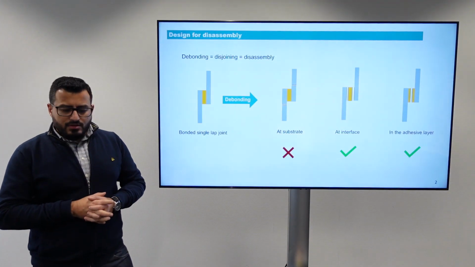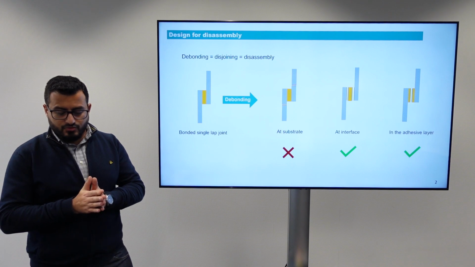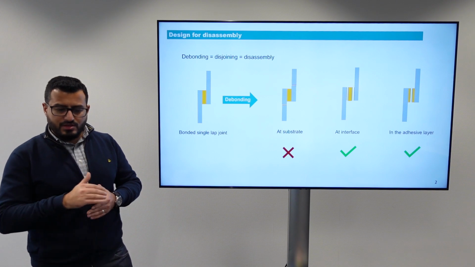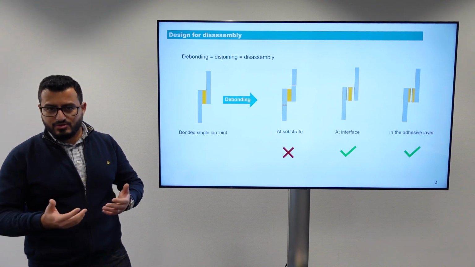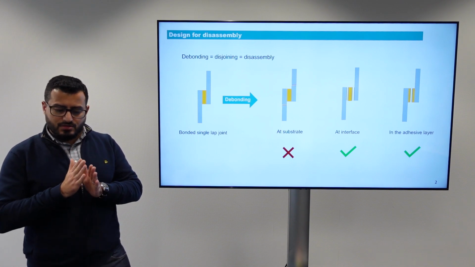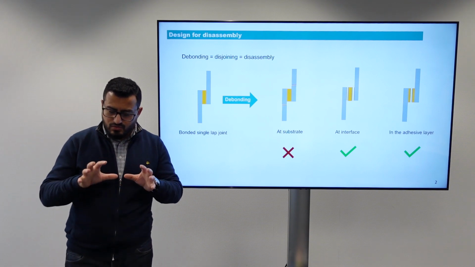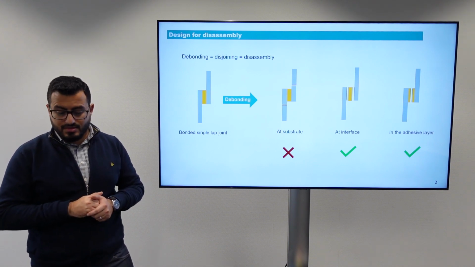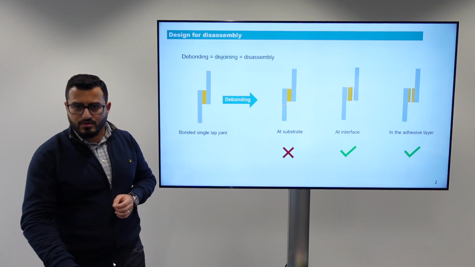First, when we talk about debonding, we mean disjoining or disassembly or separating the two substrates from each other and from the adhesive. And this can be done either by cutting into the substrate itself, which is what we want to avoid because you want to reuse the substrates afterwards. Or you can do this debonding at the interface between the substrate and the adhesive layer, or inside the adhesive layer itself. The last two methods, debonding at interface and debonding inside the adhesive layer, are the two main focus in this MOOC module.